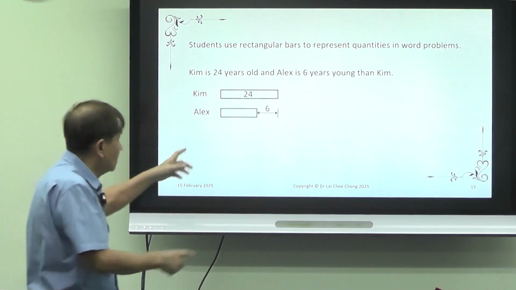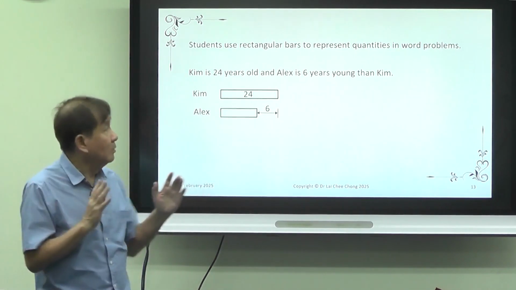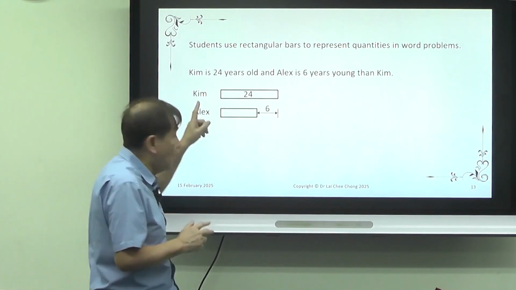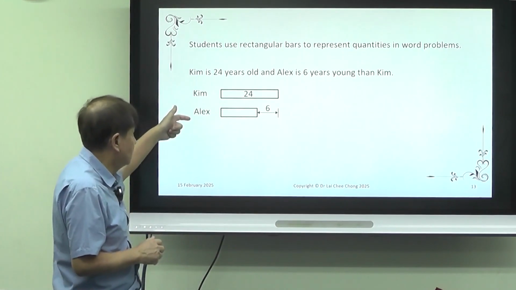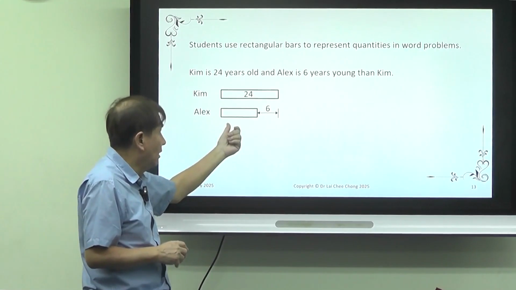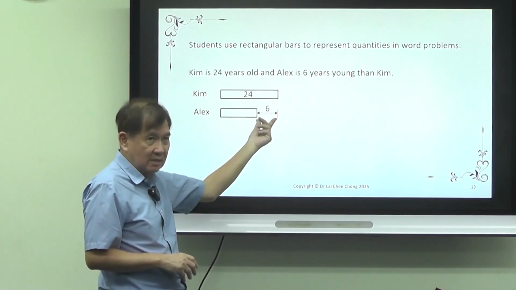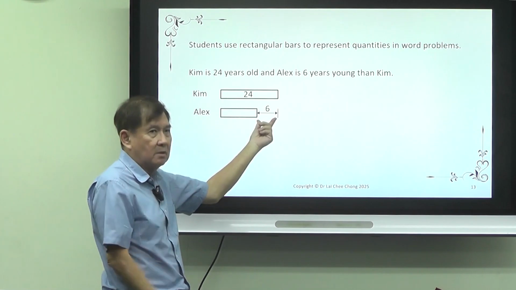Well, since Kim is older, the bar is longer. The younger one is a shorter bar. So for the longer bar they'll put a label, okay, this is Kim, this is Alex. They will draw a longer bar and a shorter bar. And then it's 6 years younger, so the difference is here. So that's how they will draw it.